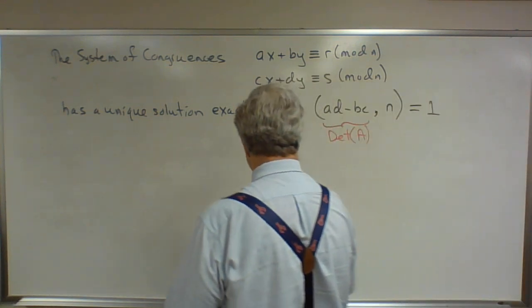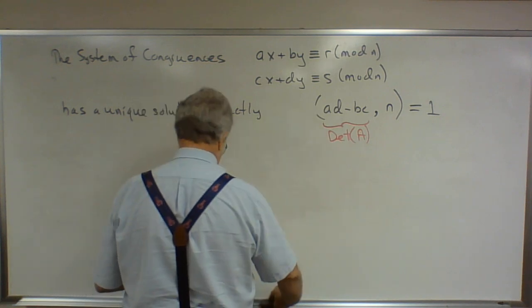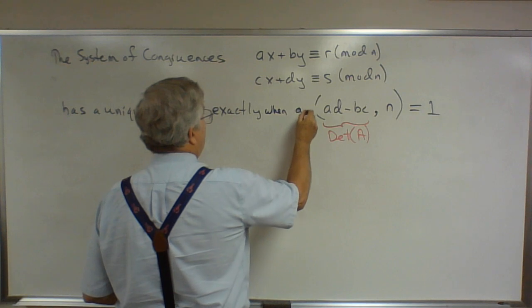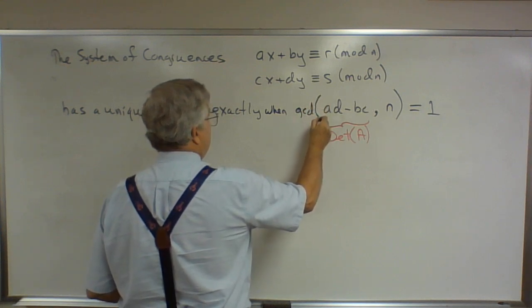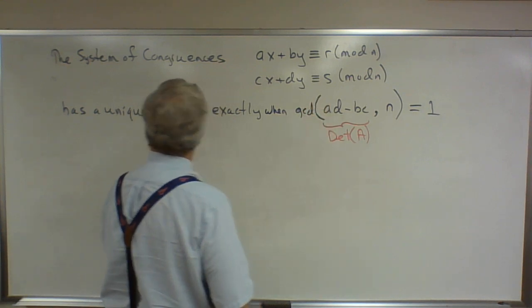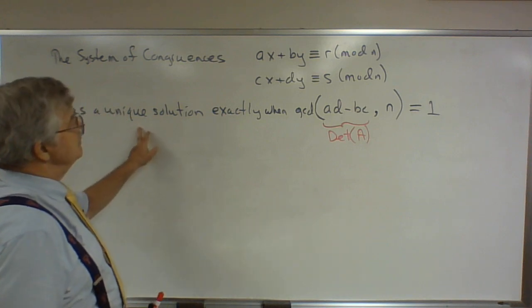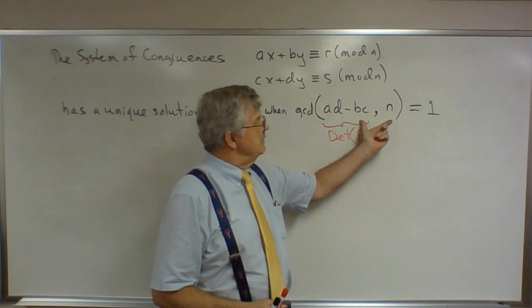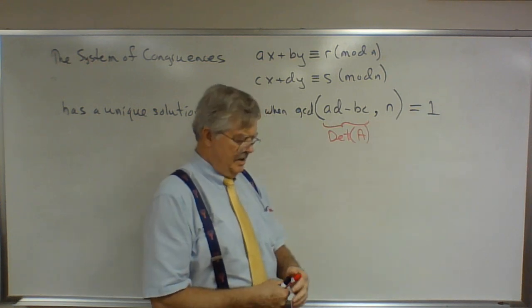whoops, I left something out. Son of a gun. Please forgive me. There we go. Our system has a unique solution exactly when the greatest common divisor of these two things is equal to 1.